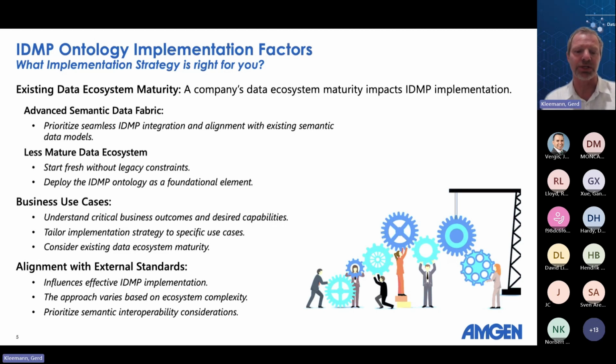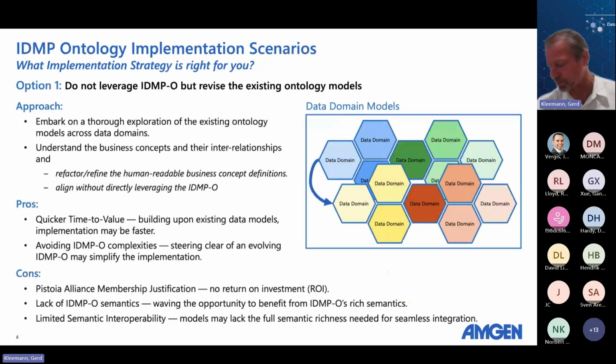Then, we also must create alignment with the external standard, as I mentioned before. This alignment with external standards plays a really crucial role in determining how the IDMP ontology can be effectively implemented. Again, the approach may differ significantly depending on whether the data ecosystem is mature or less complex. For instance, in a mature data ecosystem, maintaining semantic interoperability between the IDMP ontology, external standards, and the internal semantic data models requires a distinct approach compared to a less mature ecosystem that is inherently less complex, where achieving semantic interoperability is relatively easier.